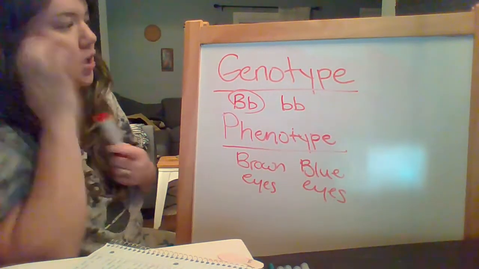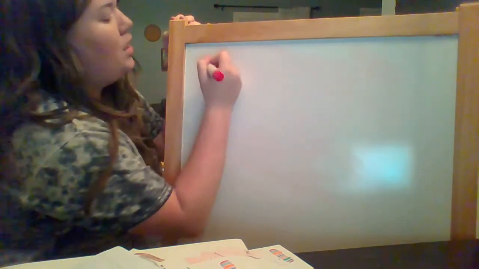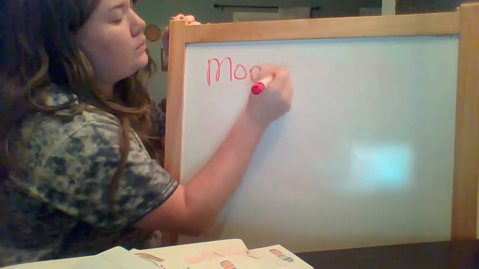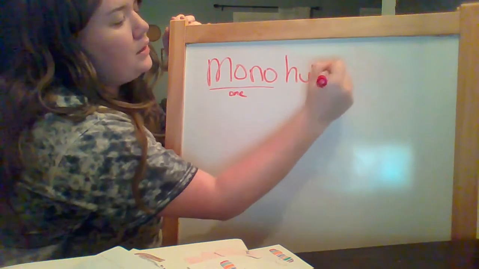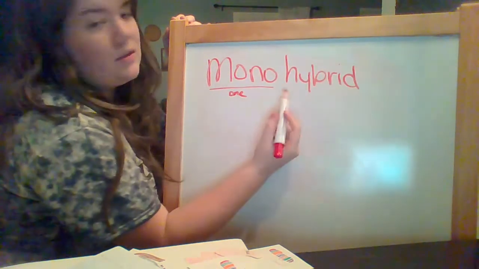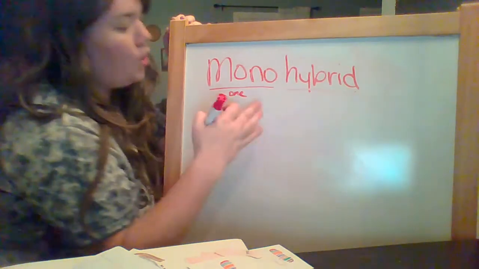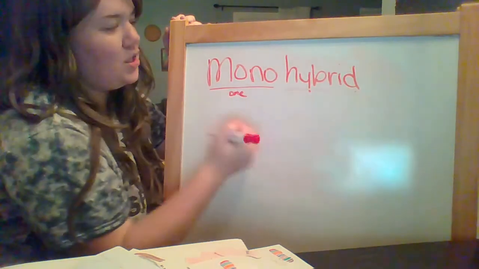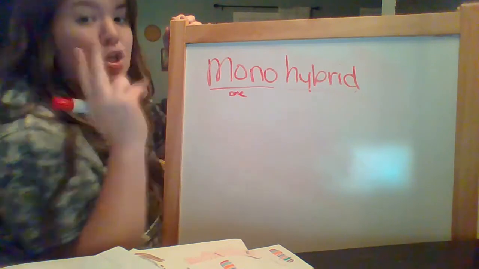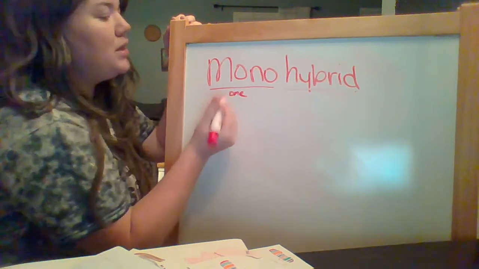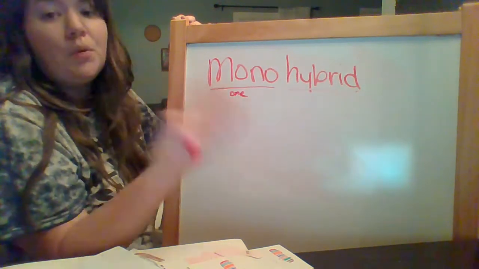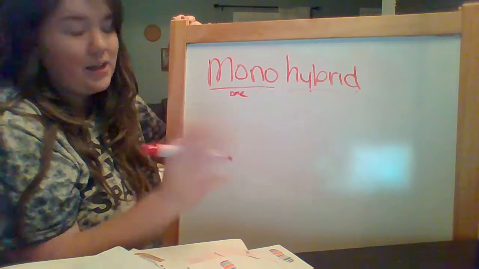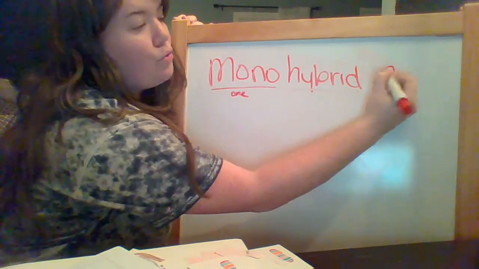We also discussed a monohybrid cross. So mono means one, hybrid is like a combination. So a monohybrid cross is looking at the cross between 2 people but only focusing on one trait. So we looked at 2 people, a mom and a dad, but we only looked at their one trait, eye color. That is a monohybrid cross.